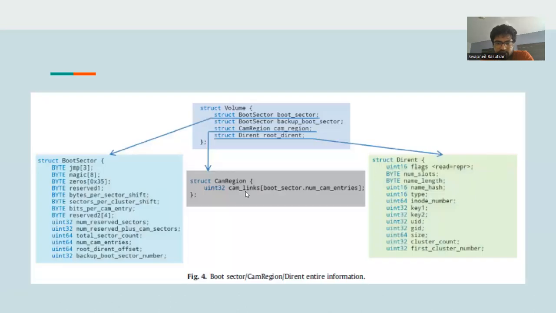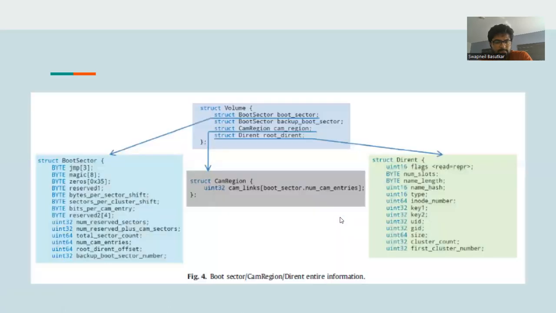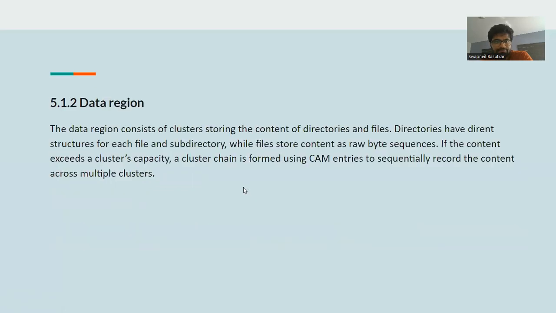Third one is the CAM region. Like we saw, this is the CAM region, which illustrates an array of CAM entries. These entries serve a similar purpose to the FAT entries. Each CAM entry indicates the allocation status of a specific cluster, typically 4 KB or 16 KB blocks within the data region. And then we have our data region. The data region consists of clusters storing the content of directories and files.